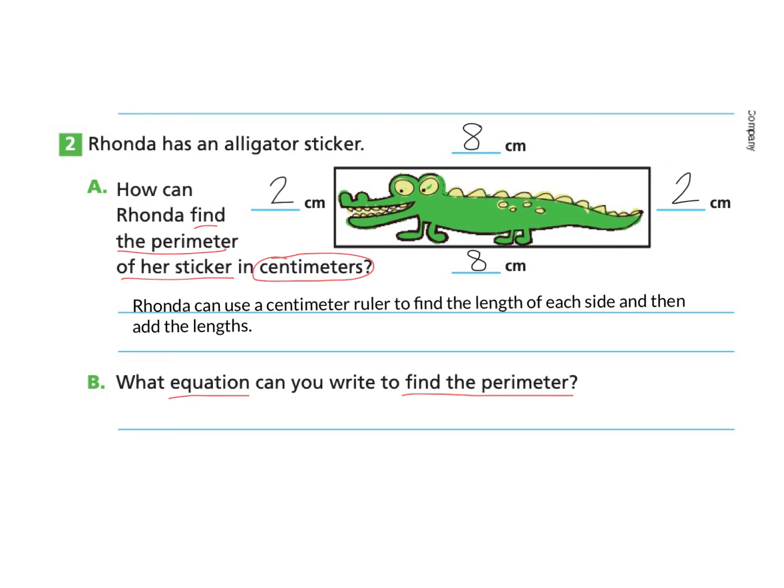So to find the perimeter, which is the distance around the entire figure, I am going to add each length together. So I'm going to write the equation 2 plus 8 plus 2 plus 8 equals, and then again, if you would like to pause and solve this equation and come back, you can do so. And when you do, you will find that the answer is 20. So the perimeter in centimeters is 20 centimeters.